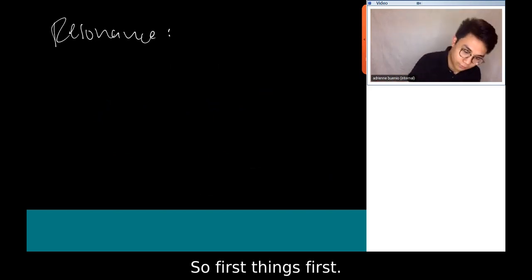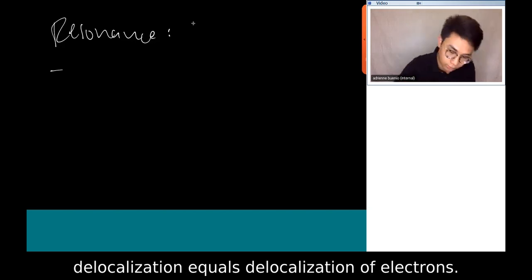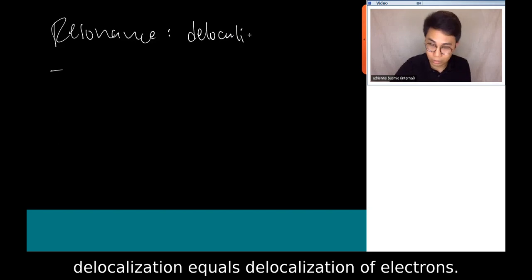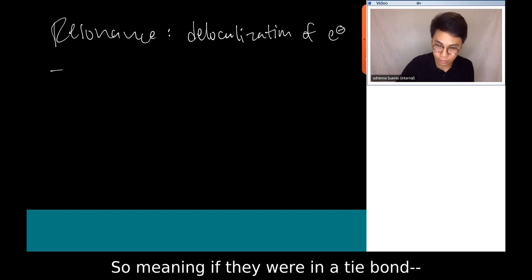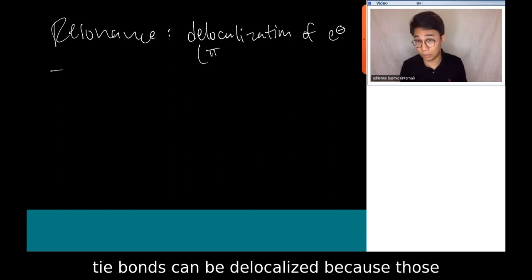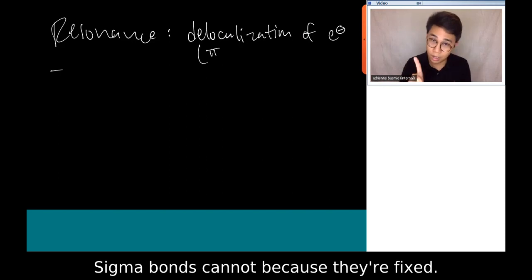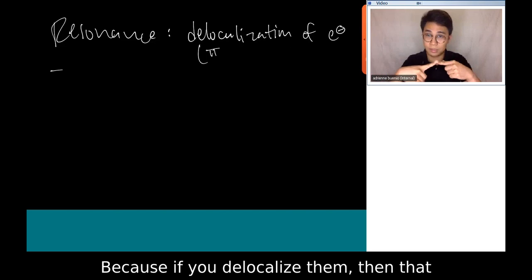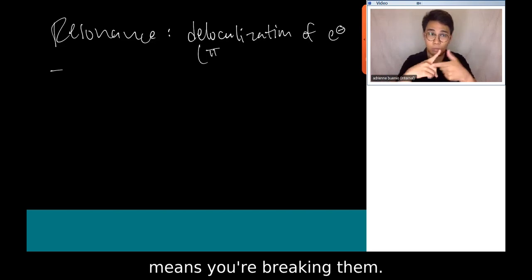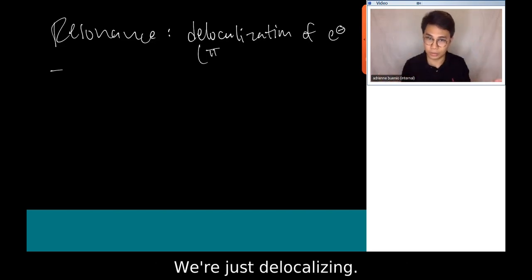So first things first, we know what resonance is: delocalization of electrons. Meaning if they were in a pi bond, right? Pi bonds can be delocalized because those are just electrons. Sigma bonds cannot because they're fixed, because if you delocalize them, that means you're breaking them. So we're not breaking anything with resonance. We're just delocalizing.